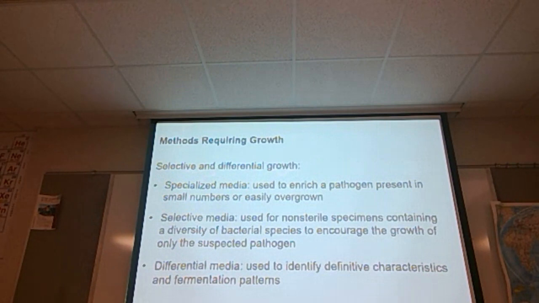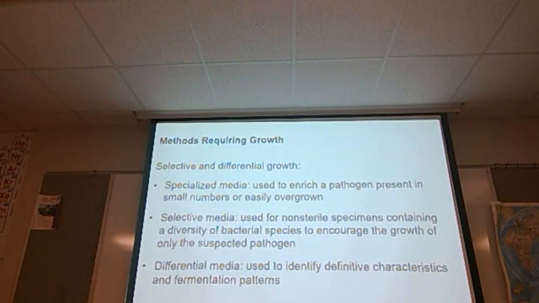Selective and differential growth. We talked about that in lab early in the semester. A specialized media is one that is used to enrich a pathogen present in small numbers or that may be easily overgrown. Two different types of media. We had selective media. This is used for non-sterile specimens containing a diversity of bacterial species. It's going to encourage the growth only of a suspected pathogen. So you've got a whole bunch of stuff, you don't know what it is, but you have a particular type of media that only one type of thing will grow on.